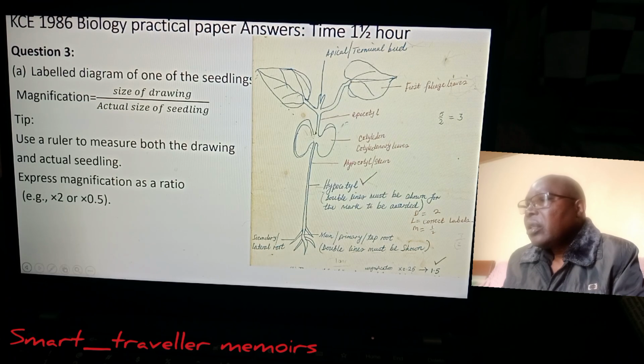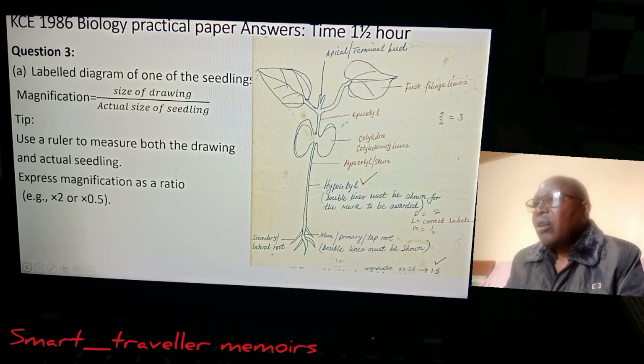Drawing, 2 marks. Correct labels, half a mark each. And you have 5 of them, so 5 divided by 2 is 2.5. You round off, you get 3.